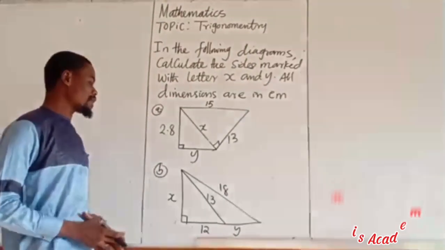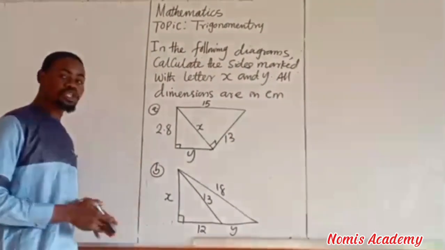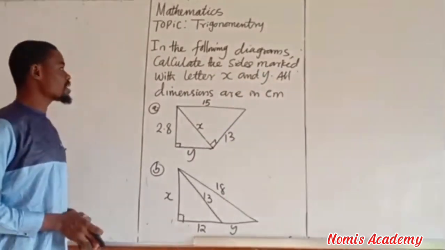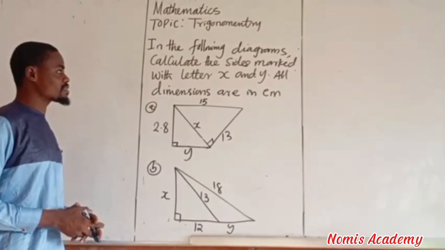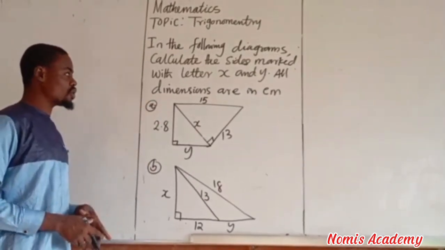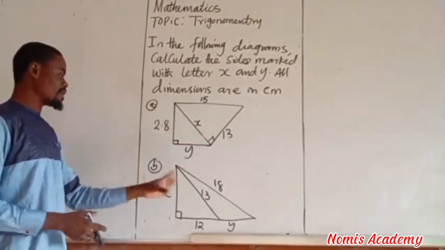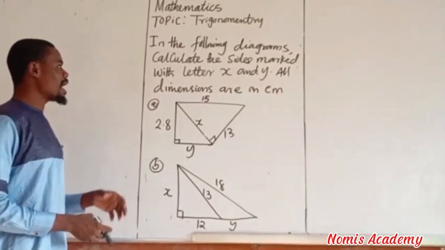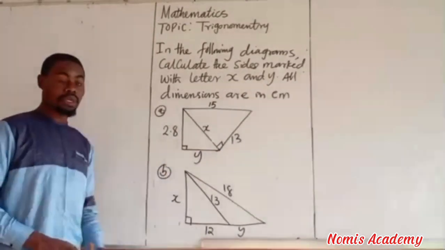Hello guys, we're still on trigonometry, and in this video we're going to solve these two questions. The question says: in the following diagrams, calculate the sides marked with letters X and Y. All dimensions are in centimeters, which means all these numbers and the letters are in centimeters. What we are looking for is X and Y, and here is also X and Y.